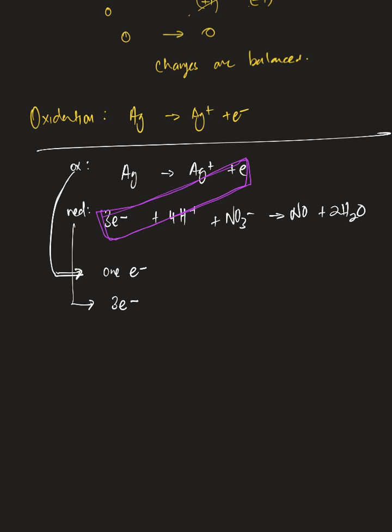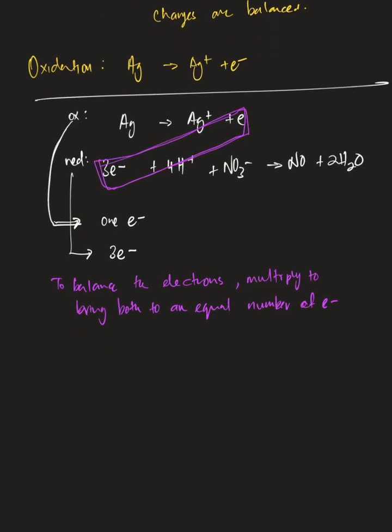Right, so the only way to do that is to multiply. Right, so to balance out the electrons, we must multiply to bring both to an equal number of electrons. Right, so the first one is I can't minus electrons.